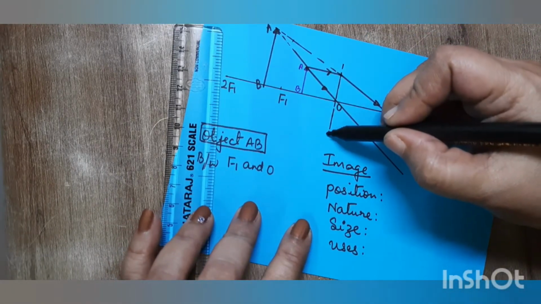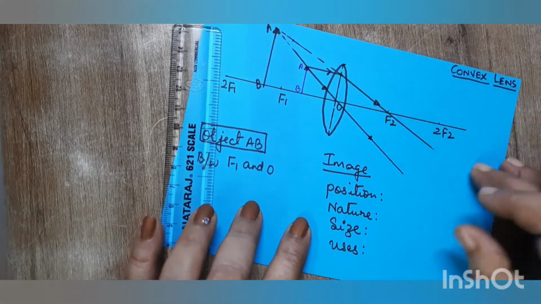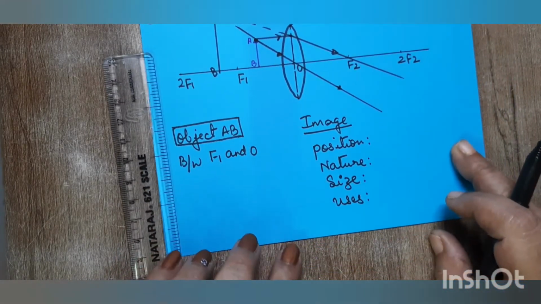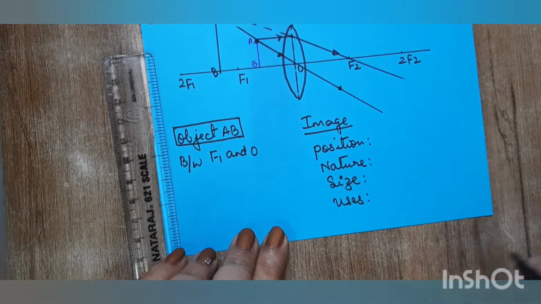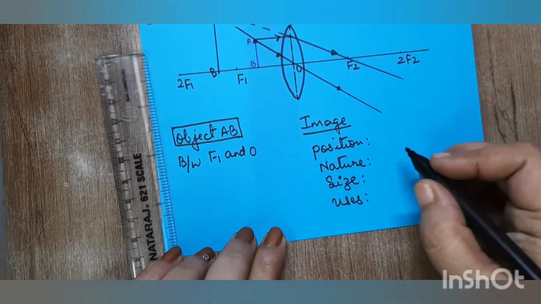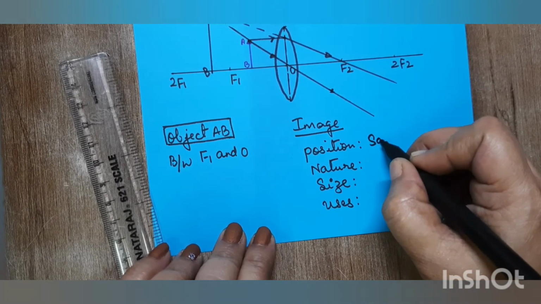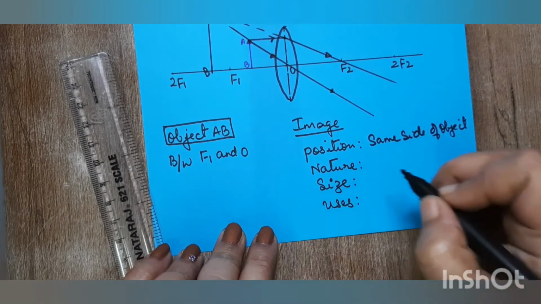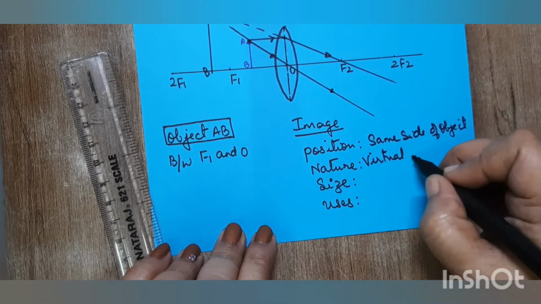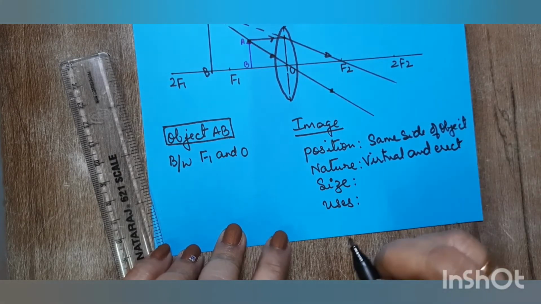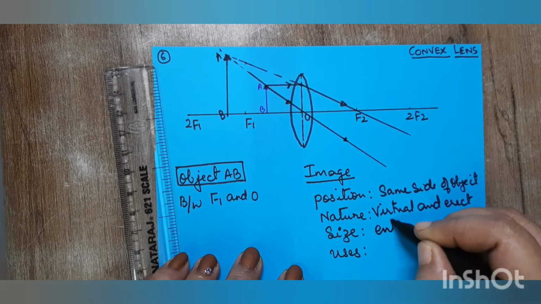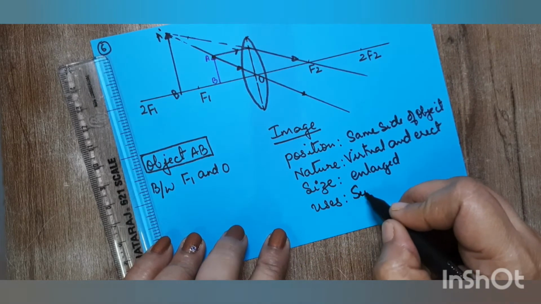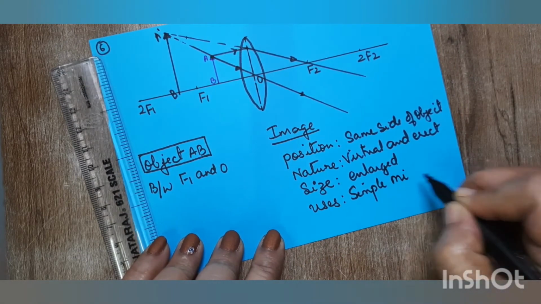We'll draw the lens here this way. So we can see an enlarged, virtual and erect image is formed. So we'll write the position over here. Position is behind, the same side of the object. Nature, virtual and erect. Size here is enlarged. It is used in a simple microscope.